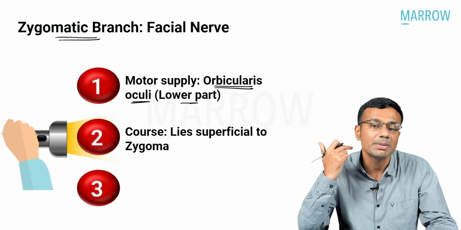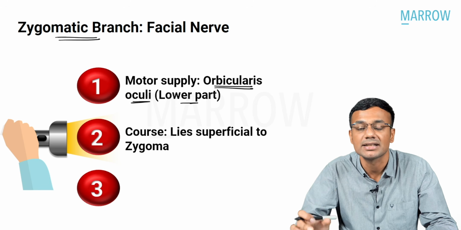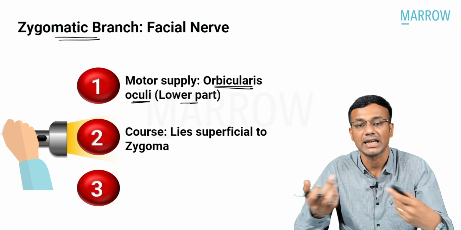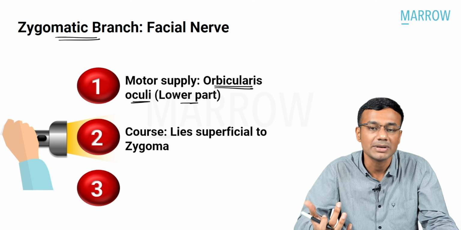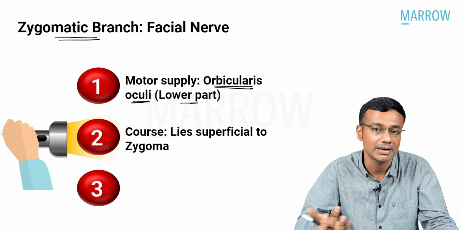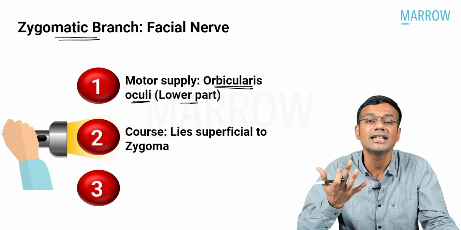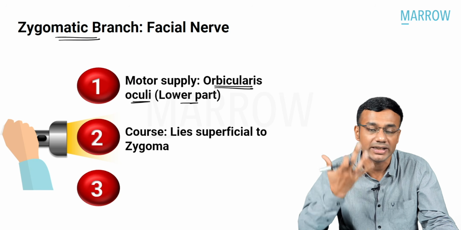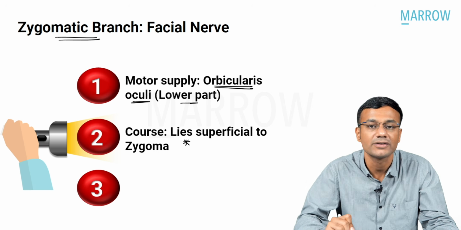zygoma. So, when it becomes superficial over the zygoma, we already know leprosy is a disorder of the superficial nerves. It involves the superficial nerves because the temperature is cooler. When there is a cooler temperature, it easily gets involved by M. leprae. And when there is a patch on the face, it can easily go into reaction, and when it goes into reaction, the nerves get involved. So this is a point in favor of the zygomatic branch.